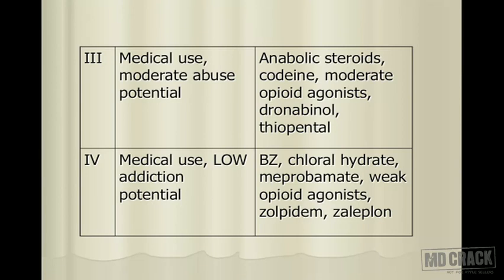And lastly, under Schedule 4, you have the drugs with medical use and with comparatively low addiction potential. You have other benzodiazepines, then chloral hydrate, meprobamate, weak opioid agonist, and the non-benzodiazepine group of drugs, the Z drugs, that's zolpidem, zaleplon, and zopiclone. So that's about the various schedules 1, 2, 3, 4.